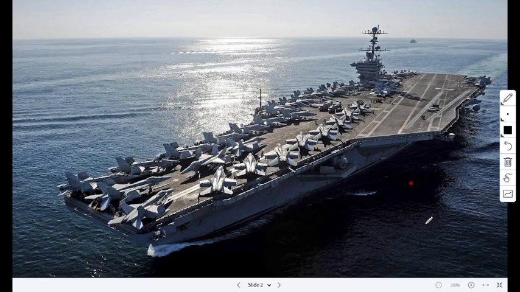This ship is the largest aircraft carrier in the world. The name of the ship is USS Gerald R. Ford. It is quite an odd name for a ship. Basically, it is named after the 30th President of the United States of America. The term USS stands for United States ship.